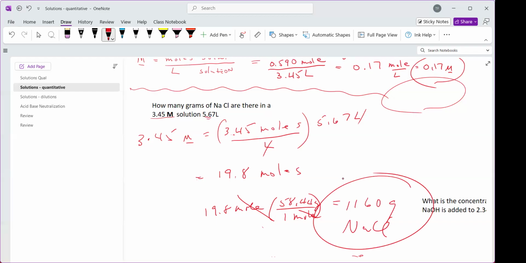Now, there are two ways to calculate concentration. One is with dry ingredients, like these two problems are. The other is to take a concentrated solution and dilute it. Two different ways to calculate concentration, depending on what you start with. If you start with a dry ingredient, or you're trying to calculate a dry ingredient that was put in there, that's these two problems here.